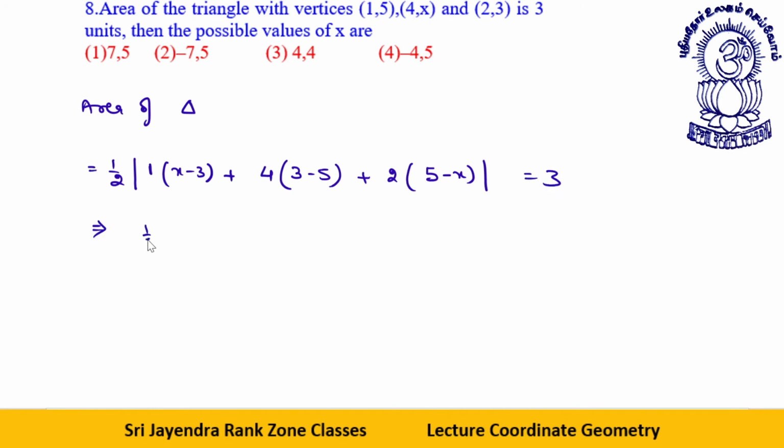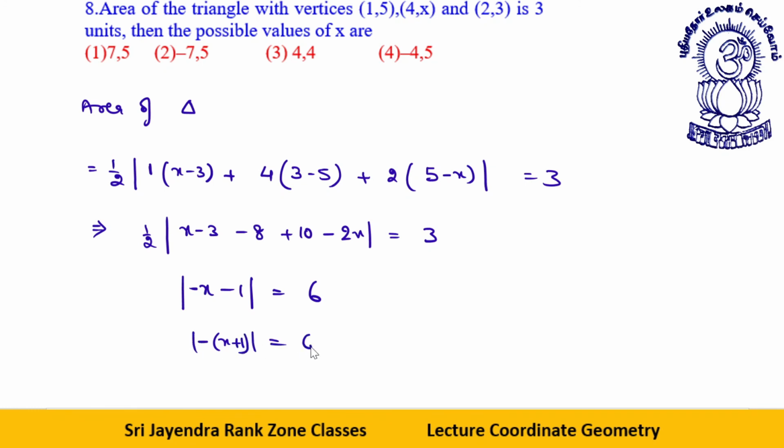This implies half into x minus 3. This is minus 2. 4 into minus 2 is minus 8. 2 into 5 is 10, minus 2x is equal to 3, or I can say x minus 2x is minus x under modulus, minus 3 minus 8 plus 10. Okay, minus 3 minus 8 is minus 11, minus 11 plus 10 is minus 1, modulus is equal to 6. So I can say modulus of minus of x plus 1 is equal to 6.